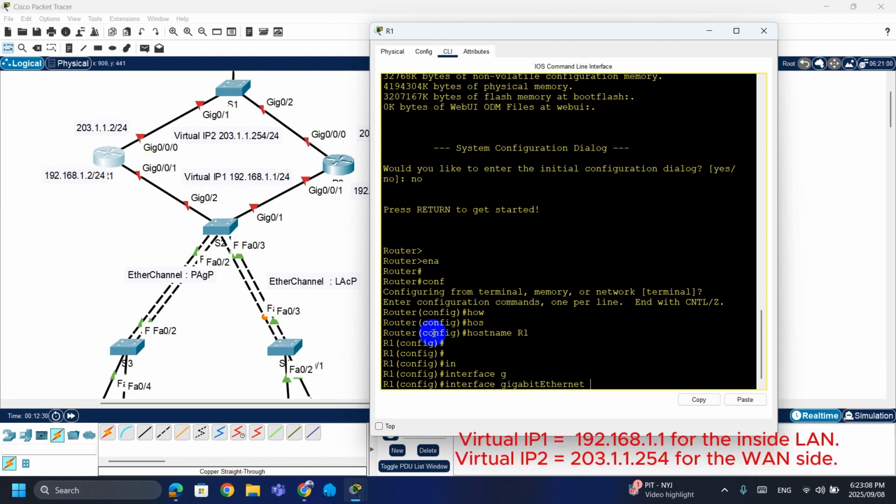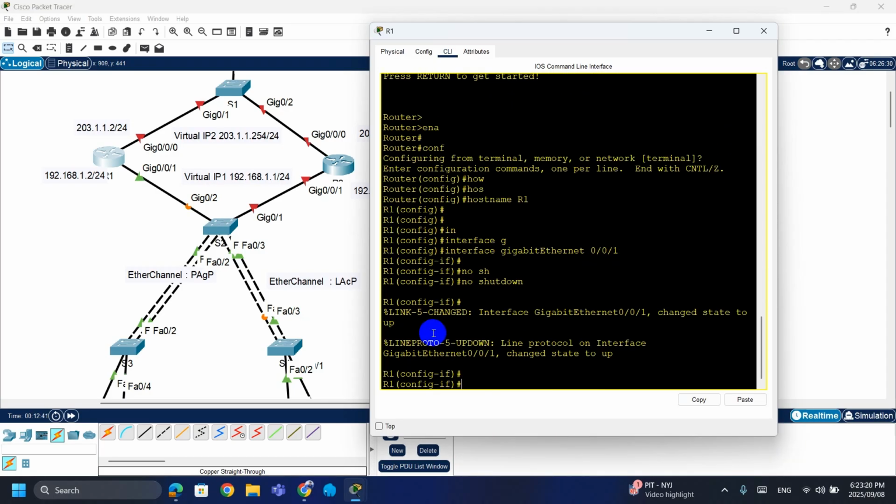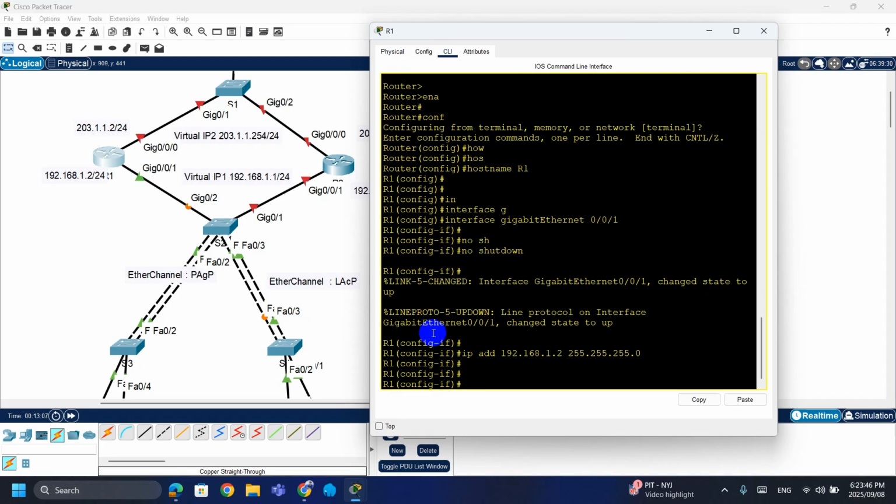HSRP creates virtual IP addresses that the hosts use as their default gateway. In this design, we have 2 virtual IPs. Virtual IP1 equals 192.168.1.1 for the inside LAN. Virtual IP2 equals 203.1.1.254 for the WAN side.